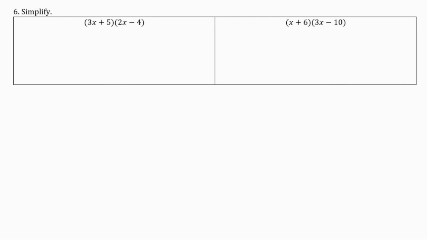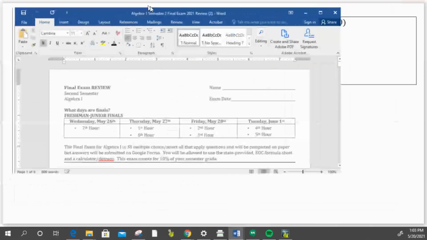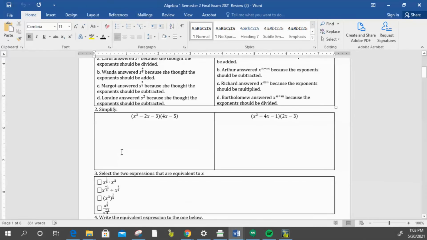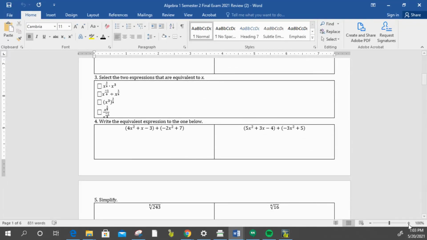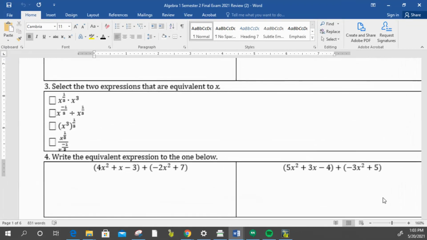Okay, let me download the study guide real quick so I can get number 5 in there, number 4 in there for you guys. So give me a second. Okay, let's check out number 4. Let me zoom in.